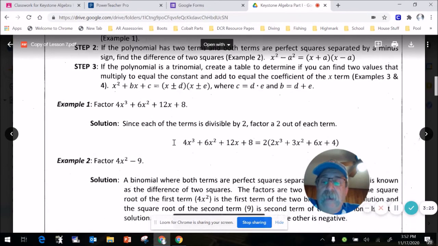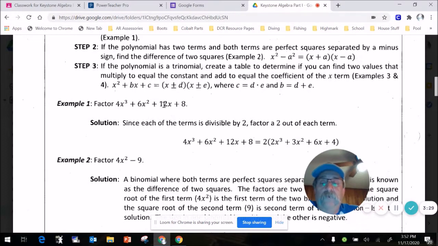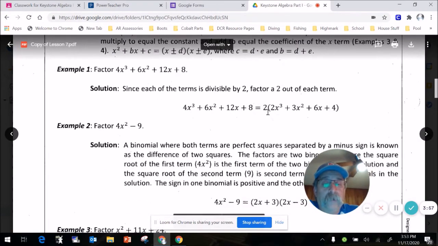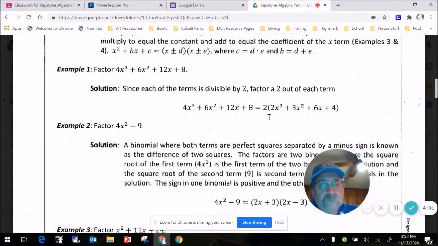In example 1, it says to factor the polynomial, which has 1, 2, 3, 4 terms: 4x to the third plus 6x squared plus 12x plus 8. Now, not all four terms have an x variable. So look at the coefficients 4, 6, 12, and 8. What is the largest number you can divide all four of those numbers by? It's 2. So we take the given polynomial and divide each term by 2, and then put the quotient of each term inside the grouping signs. 4x to the third divided by 2 is 2x to the third. 6x squared divided by 2 is 3x squared. 12x divided by 2 is 6x. And positive 8 divided by 2 is positive 4.